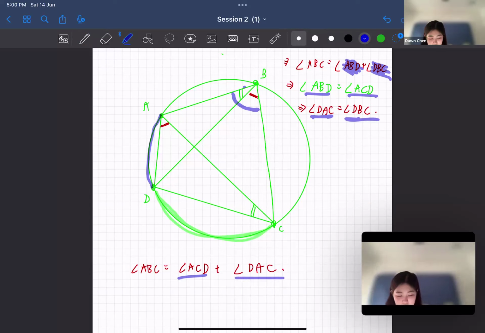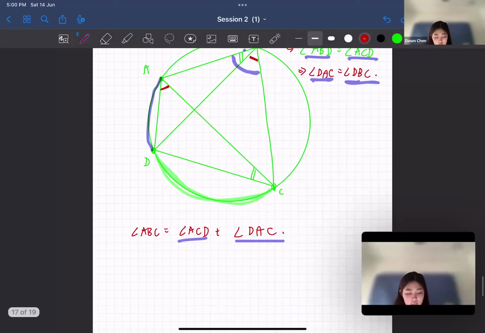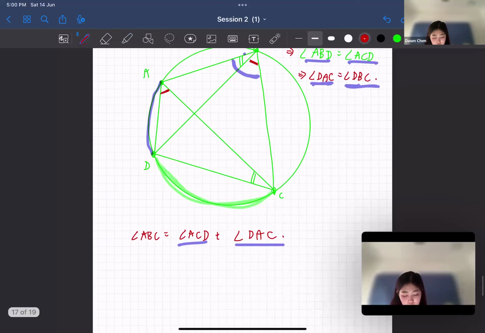So that just basically means that instead of thinking about this big angle over here, ABC, we can think about it as two little angles added together. This red angle and this green angle added together would also be the same size as angle ABC, right? Okay, yes, that is something we also know.